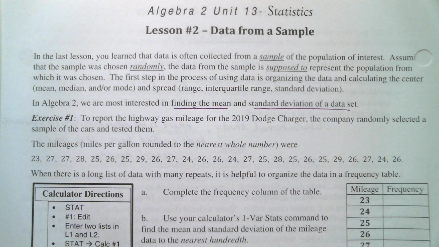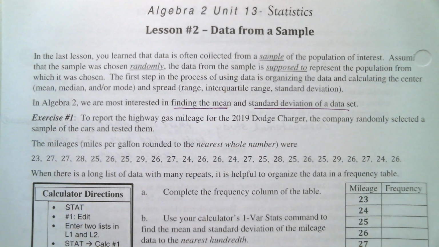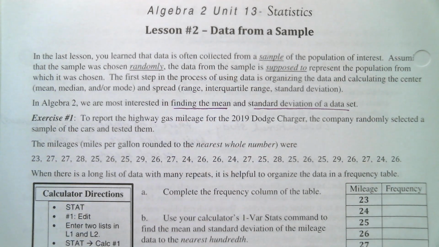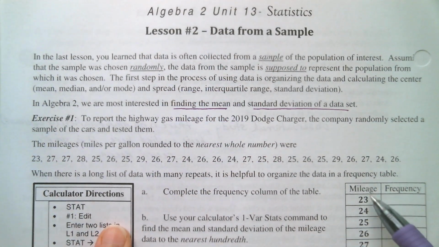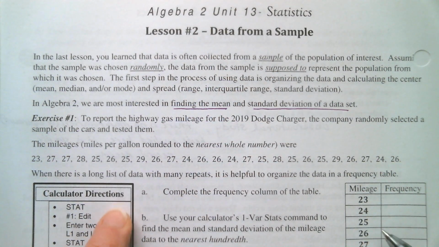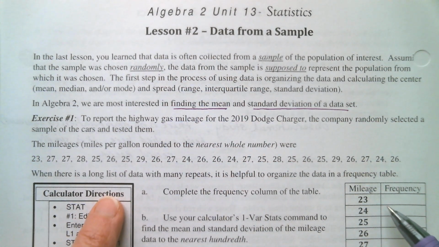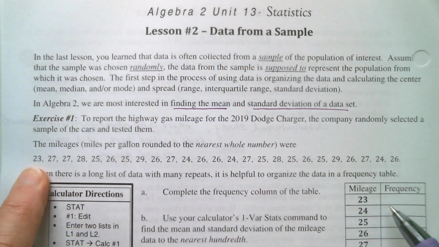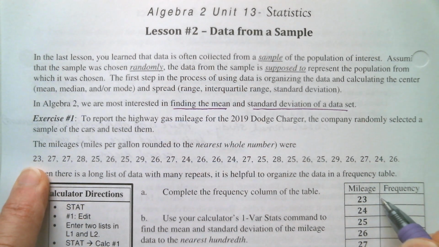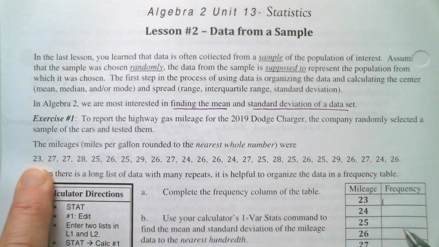When there is a long list of data with many repeats, it's helpful to organize the data in a frequency table. Complete the frequency column of the table. Okay, so here's our mileage. And so we just use tick marks for the number of times it occurs. So here I start with the 23. So I'll put a tick mark there for 23.